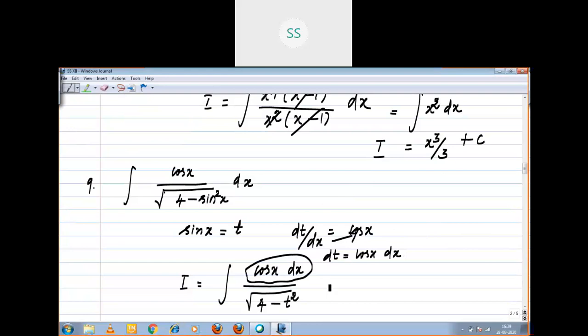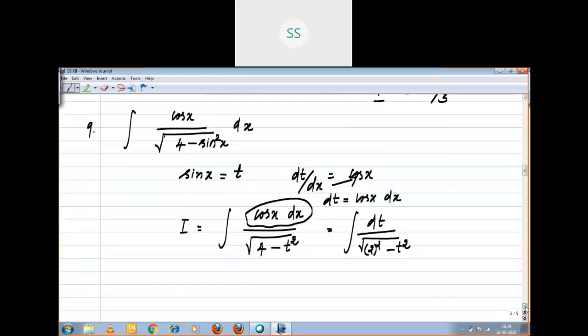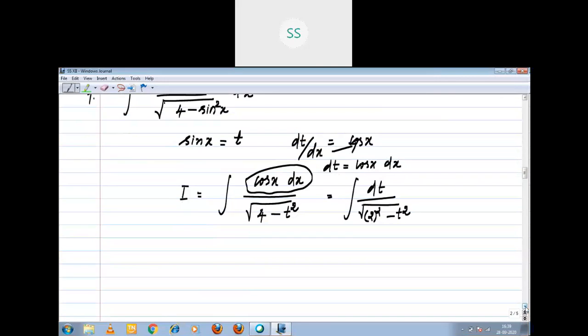dt equal to cos x dx. So this can be replaced by dt divided by root of 2 square minus t square. I modify the given integral in terms of standard form. Standard form in the sense, in the formula format.